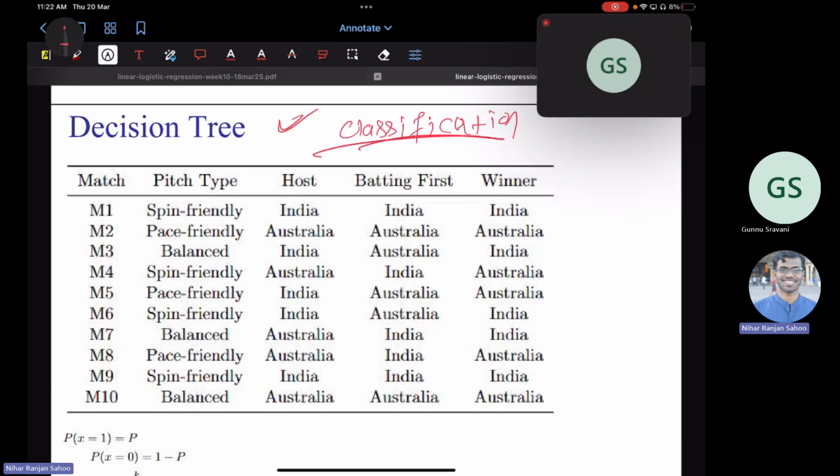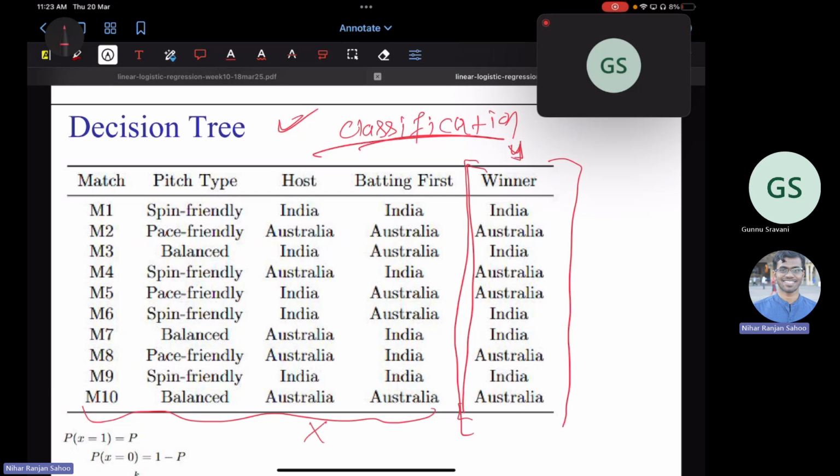So what the decision tree tries to do: there is some y label, right? This is our classification task. This is our y, and this is our complete x. From this x, we have to predict y. We know there is no parameter involved, so we have to make some decision based on this x. Say my gold y is whether India wins or not. If India wins, I will say this is 1. If India loses, it is 0, right? That's the task at hand.